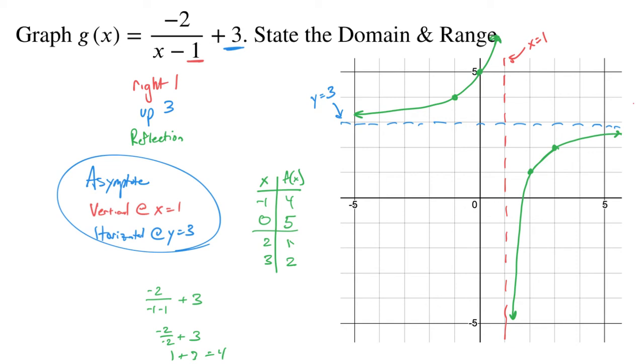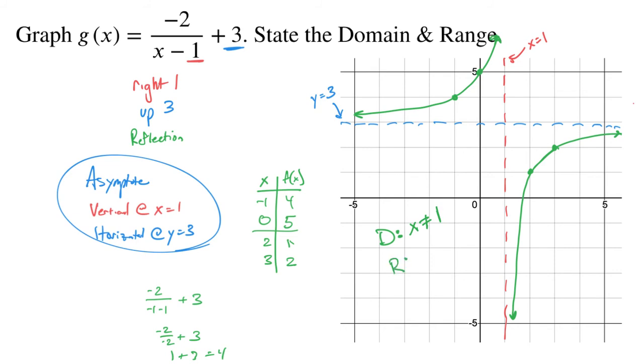Now, let's go ahead and talk about the domain and the range, okay? The domain is any x value that my function's defined for. Well, I got all these x values that work. I got all these x values that work. The one that doesn't work is at 1. So my domain is x cannot equal 1.